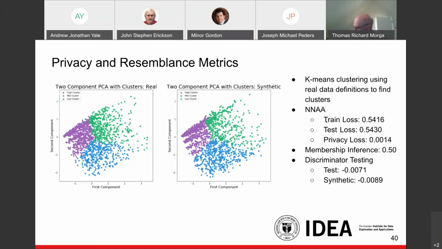And then in terms of our nearest neighbor adversarial accuracy metrics, we can see roughly the same. We were getting a slightly worse resemblance than in the previous data set, but we're still getting a good privacy loss. Membership inference is still at 0.5, which is good. And then the discriminator testing is closer to the test, but still showing that we're outside of test and therefore not overfitting by the discriminator.